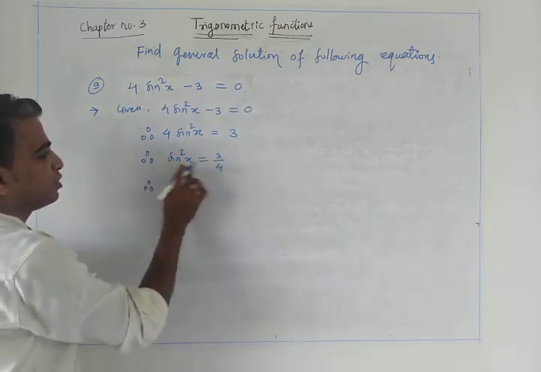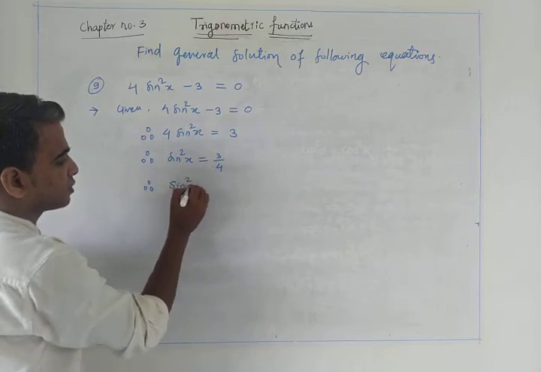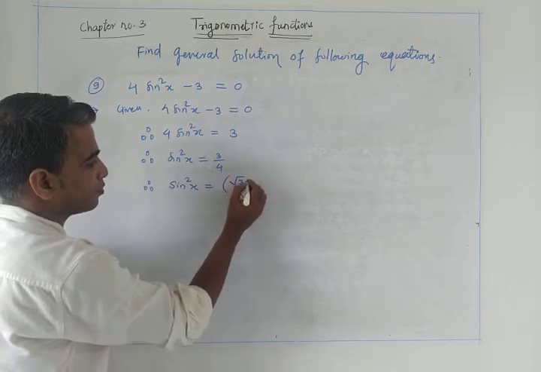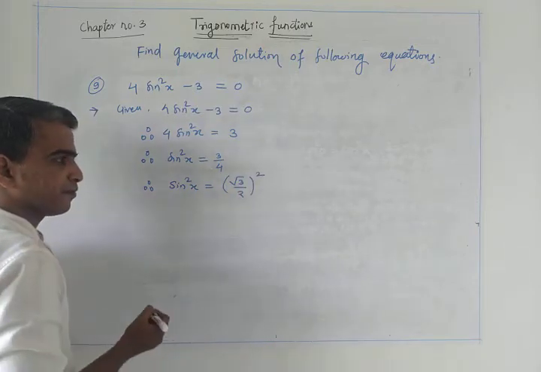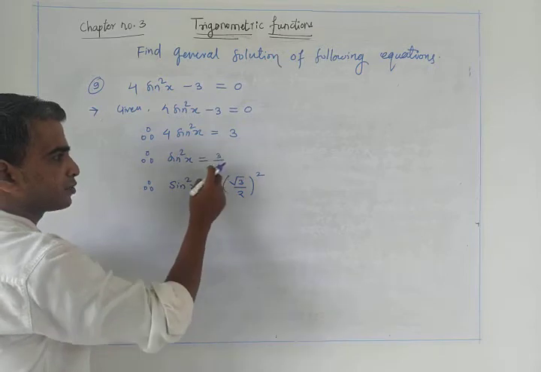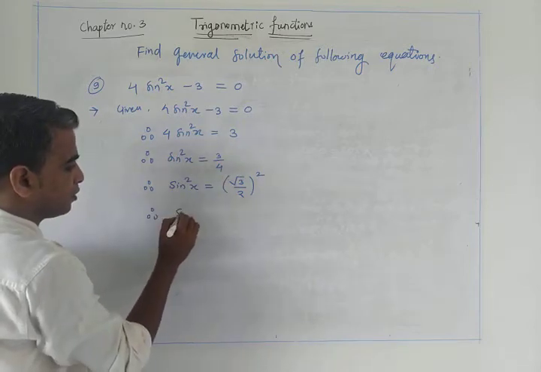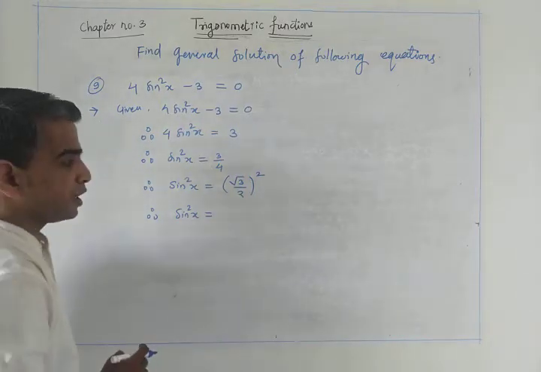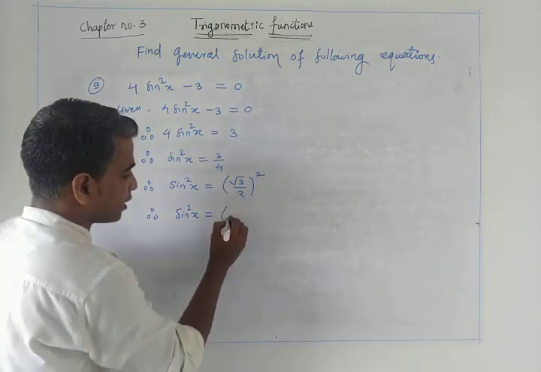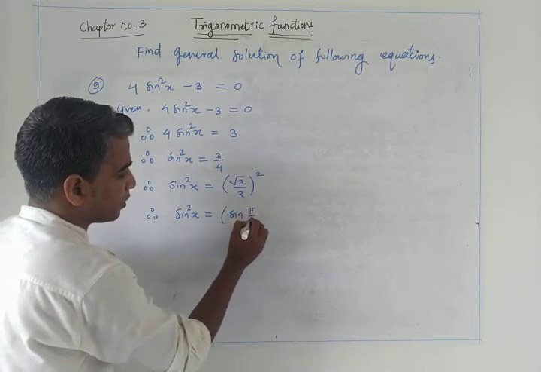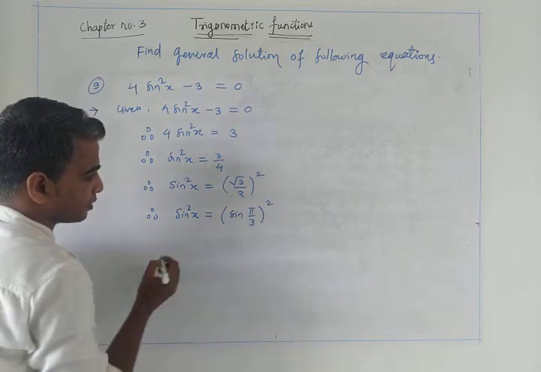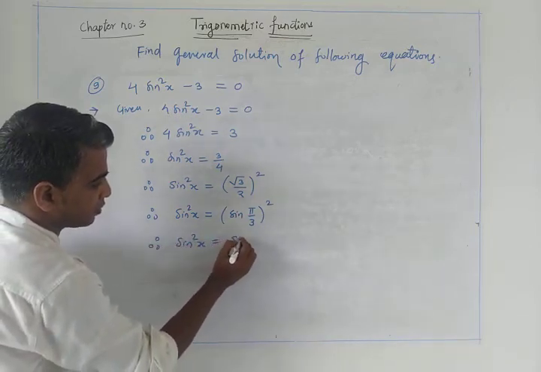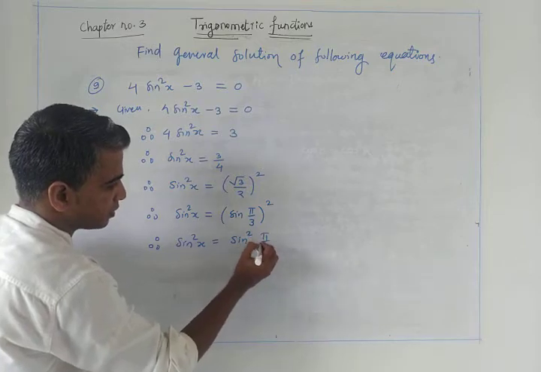And now on both sides we want a square function. So sin square x is equal to root 3 upon 2 bracket square, because we want to write it as a square term. And therefore in the sine table, the root 3 by 2 value you will get for 60 degree, that is sine pi by 3 bracket square. So therefore sine square x is equal to sine square pi by 3.